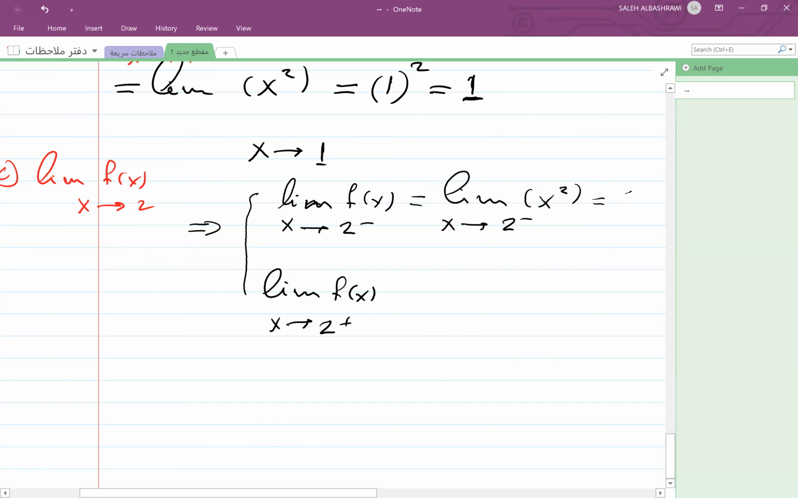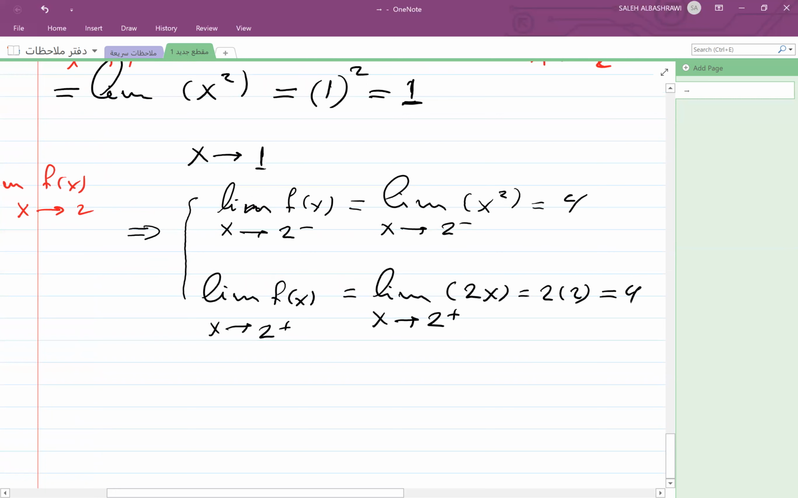Replace x by 2, I will have 4. As I said before, 2 minus means the left, it doesn't mean minus 2. Left limit means coming from the left, it doesn't mean x is equal to minus 2. It is 1.999, for example. And the right limit, the function is 2x when x goes to 2 plus. Replace x by 2, this is 2 multiplied by 2, which is equal to 4. Now you can see the left limit and right limit are equal.